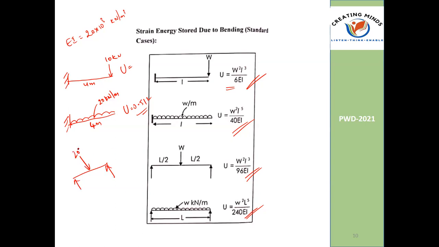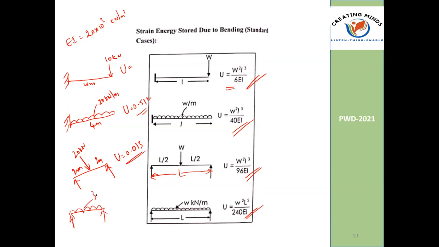I will give 20 kN, 2 meters. Now, what is U? You apply this equation, W square, L cube, L under total L, this is L, full. I'm covering all the cases of problems with the help of the standard equations. What is the strain energy stored in a simply supported beam subjected to 20 kilonewton? 0.013. Please check all of you are getting the same thing. Yes, sir. I will move on to another problem.